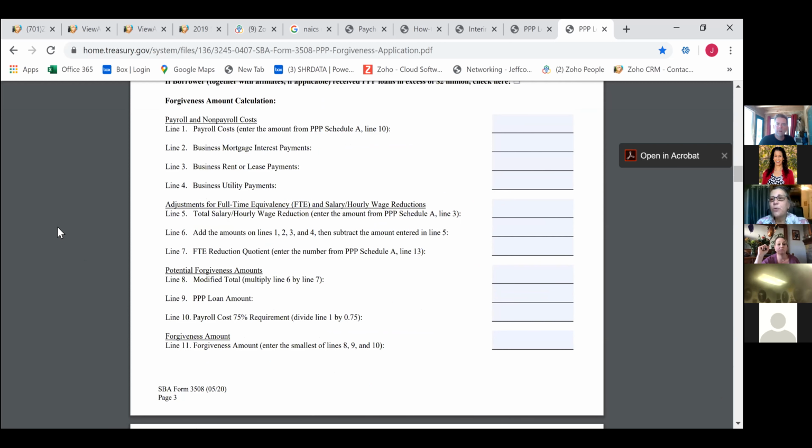It's supposed to be a way for you to identify for each employee whether wages were reduced to below 75% of their first quarter income. Step one in this process is for each employee that you have, if you did not reduce their salary by 25% or more, you can skip that employee and go on to the next employee.